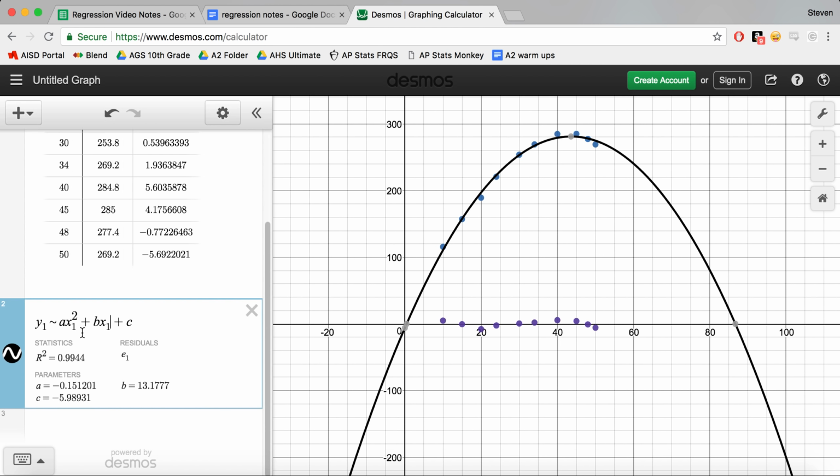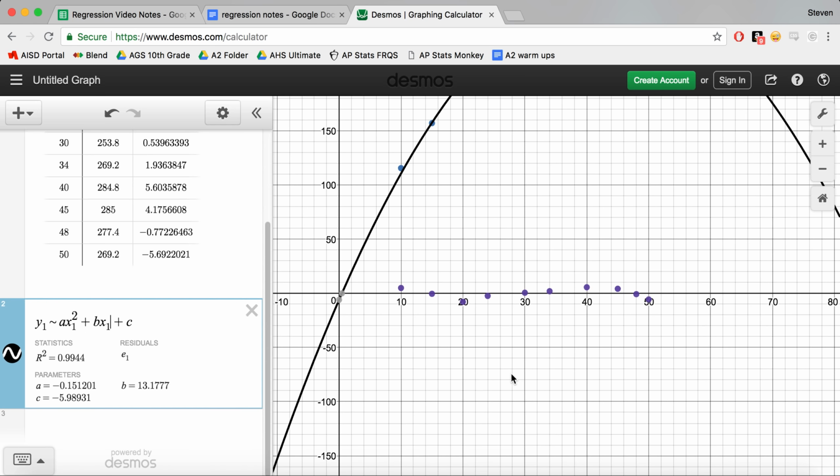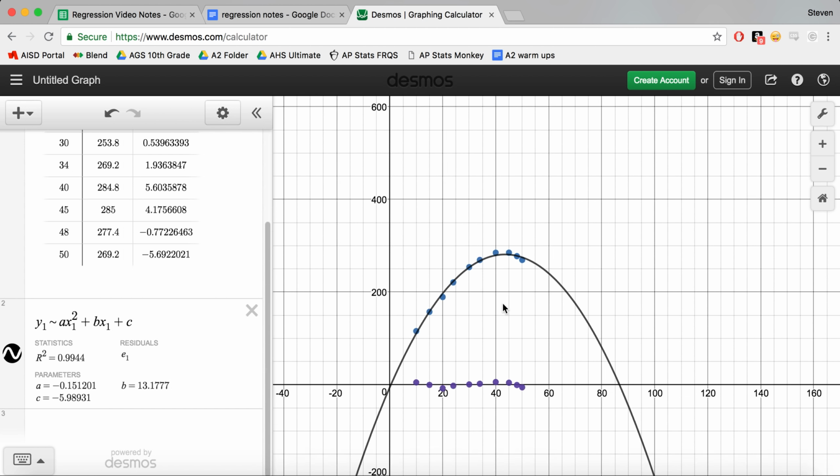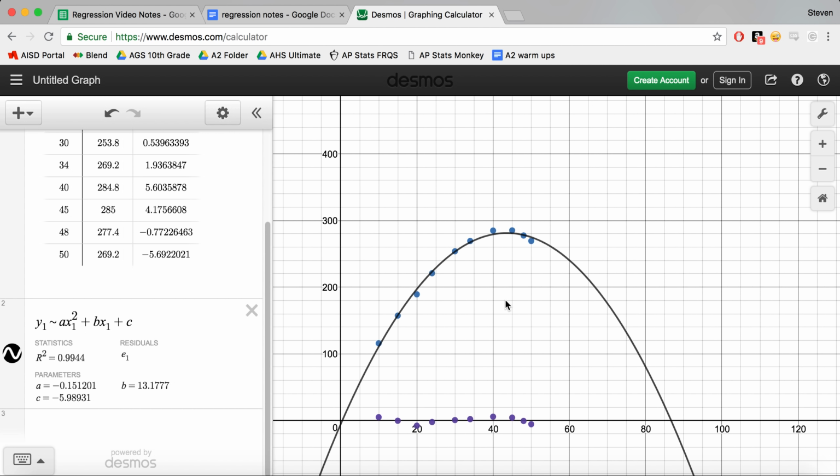So we have an r squared of 0.994. Our residuals, there's a little bit of pattern there, but not enough to matter. They're so close and the r squared is so good that it's safe to assume here that the quadratic model is probably the best fit.